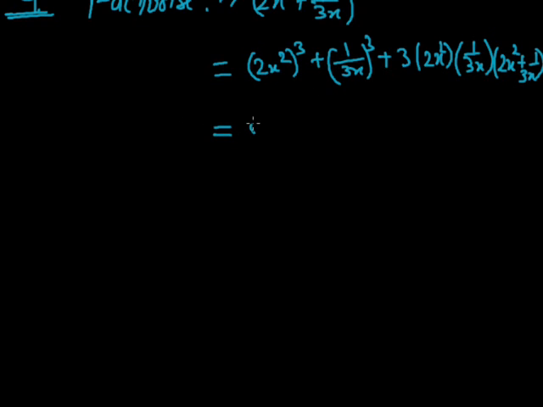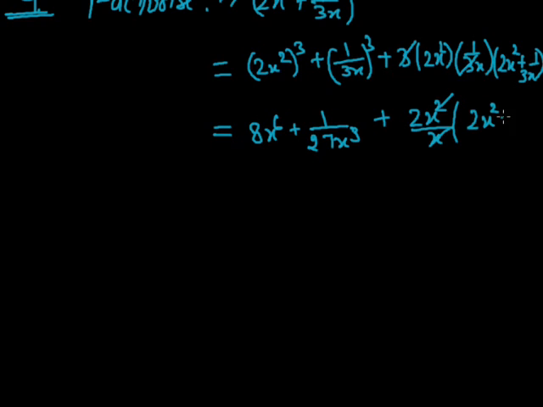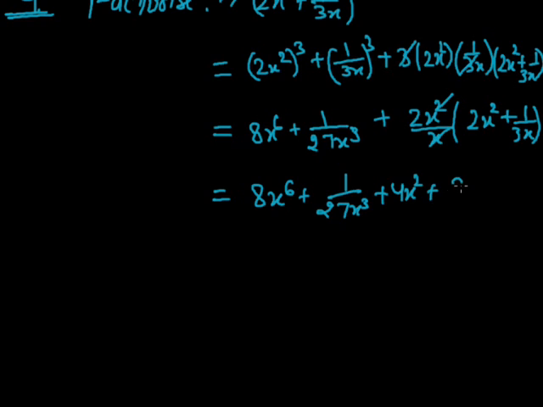So it is equal to 8x raised to power 6 plus 1 upon 27x raised to power 3 plus, 3 will be cancelled out, and we are left with 2x square upon x, into 2x square plus 1 upon 3x. We can further solve it and write it as 8x raised to power 6 plus 1 upon 27x cube plus 4x square plus 2 upon 3. That is our answer.